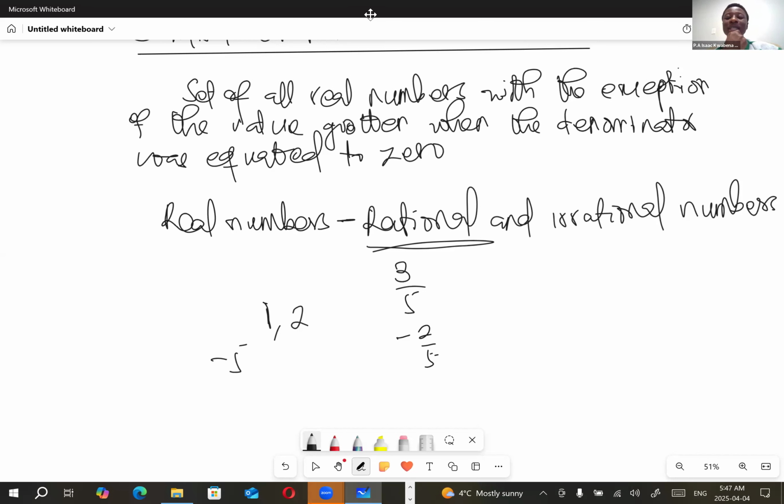So I want you to know what real numbers are. Real numbers include rational and irrational numbers. We are talking about rational numbers, and we'll talk about irrational numbers soon, and you get to find out what real numbers really means. So back at it: does it mean 1, 2, negative 5 are rational numbers?